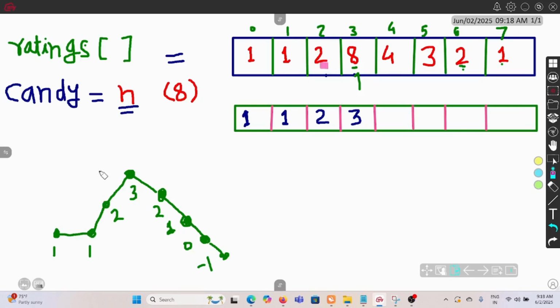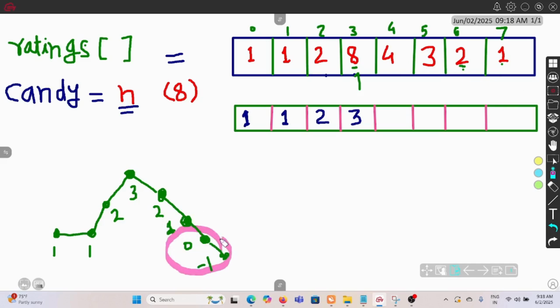This guy has a higher rating, so he gets 2 candies. Now this guy has a higher rating, so he gets 3 candies. Now the right side guy has a smaller rating, which is 4, so he may get 2. I'm saying may. Then this guy has a further smaller rating, so he may get 1. Then this guy has a further smaller rating, so he gets 0, and further this guy should get -1.